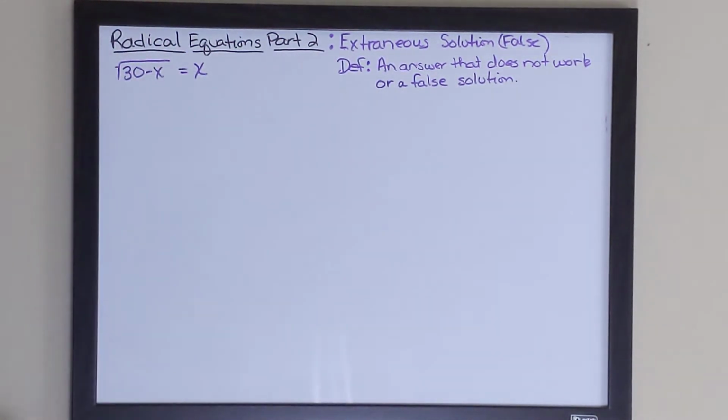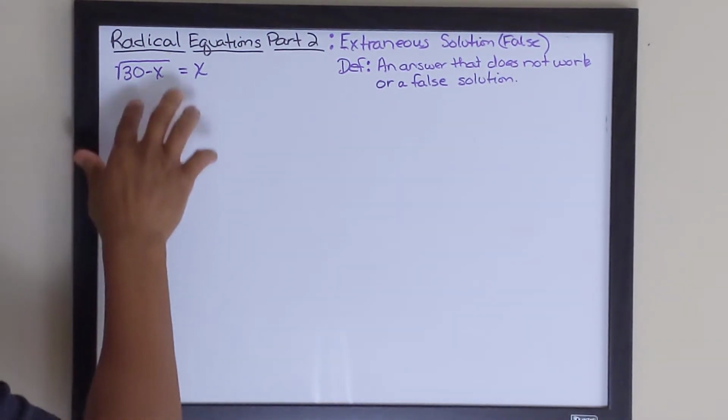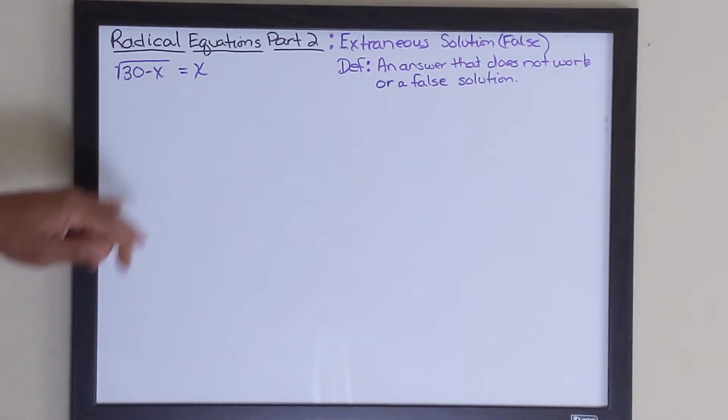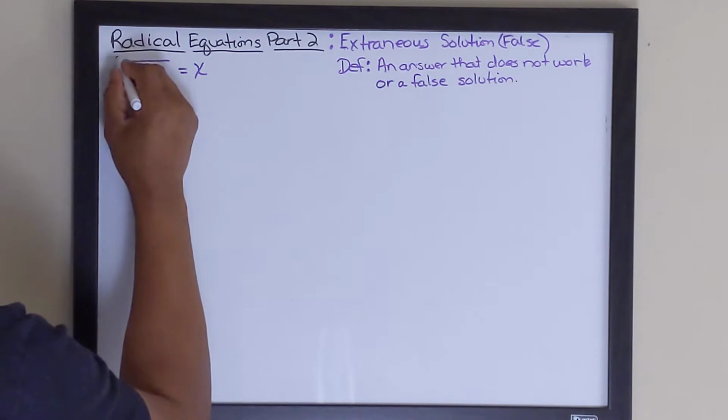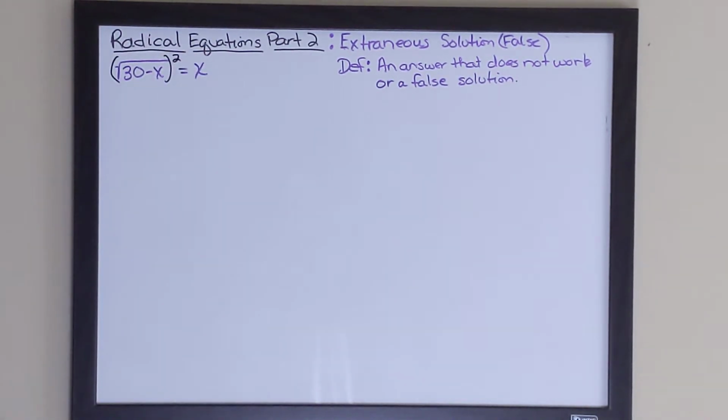So let's look at this example. This is a radical equation. Let's go ahead and solve it. To solve it, what we've discussed before is that first you want to try to isolate the radical. But this radical is already isolated, so the next step is to get rid of it. Since it is a square root, we're going to take the square of that square root, and that will get rid of that radical.